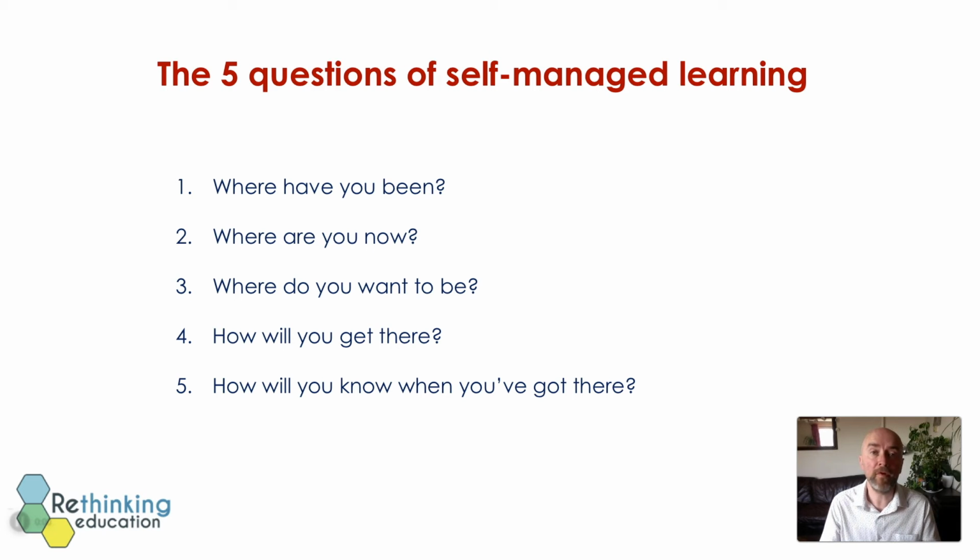And then once a term or so, the children would work through these 5 questions. And they're very simple in some sense. Where have you been? Where are you now? Where do you want to be? How will you get there? And how will you know when you've got there? But these are really powerful questions.